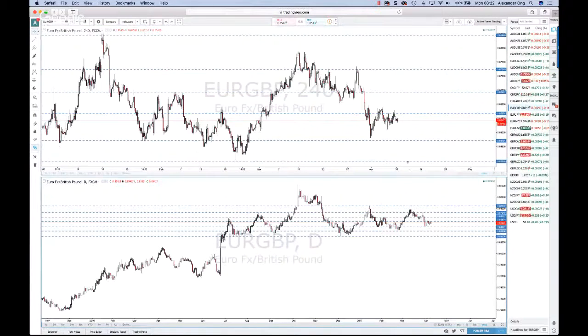All right, so at the moment we're looking for a long if it comes down to here. The risk obviously is if it cracks this level here, then we could be in for a big momentum move to the downside.